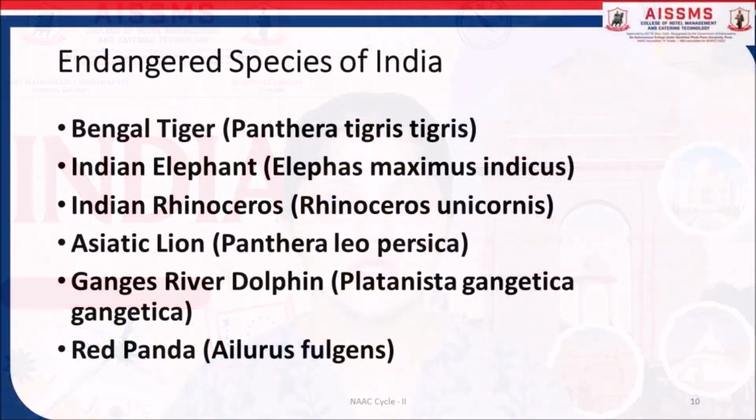Bengal tiger. The Bengal tiger is one of the most iconic and endangered species in India. Found primarily in forests of India, particularly in reserves like Ranthambore, Sundarban, and Corbett, it is threatened by habitat loss, poaching for its skin and body parts, and human-wildlife conflict. Conservation efforts include habitat protection, anti-poaching measures, and community-based conservation initiatives.